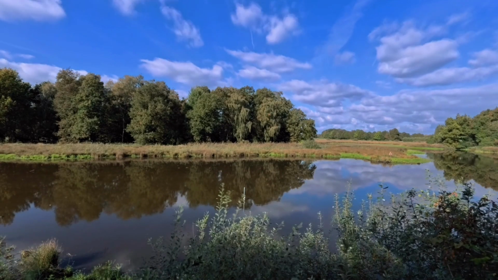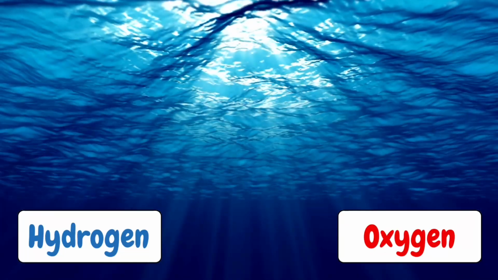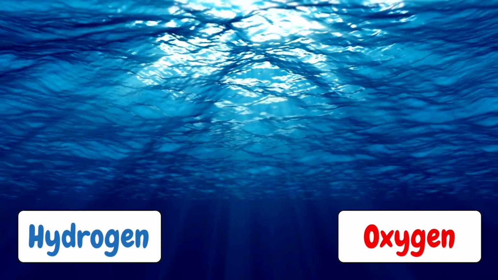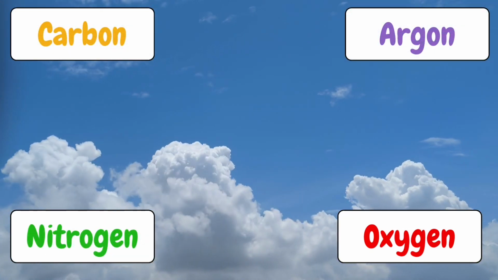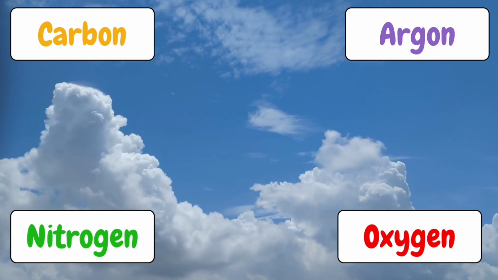If you look out of your window, everything that you can see is made of elements. For example, water is made of the elements hydrogen and oxygen. The air is a combination of lots of elements, including carbon, argon, nitrogen, and oxygen.